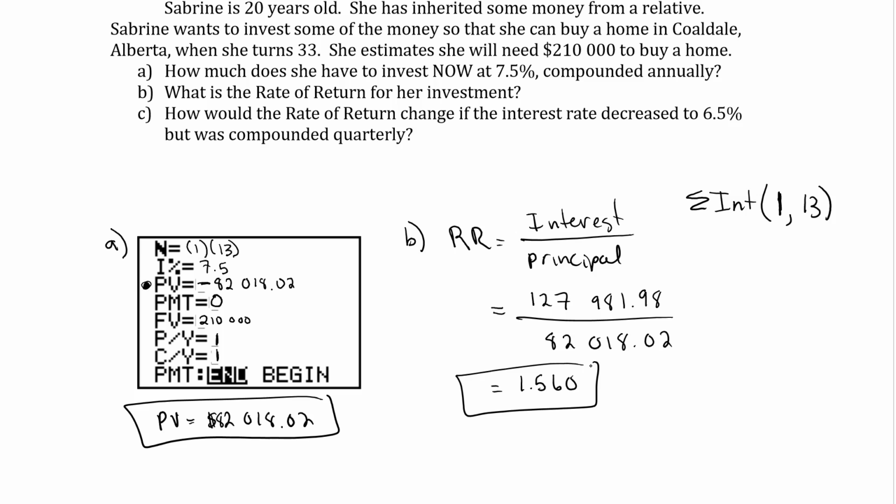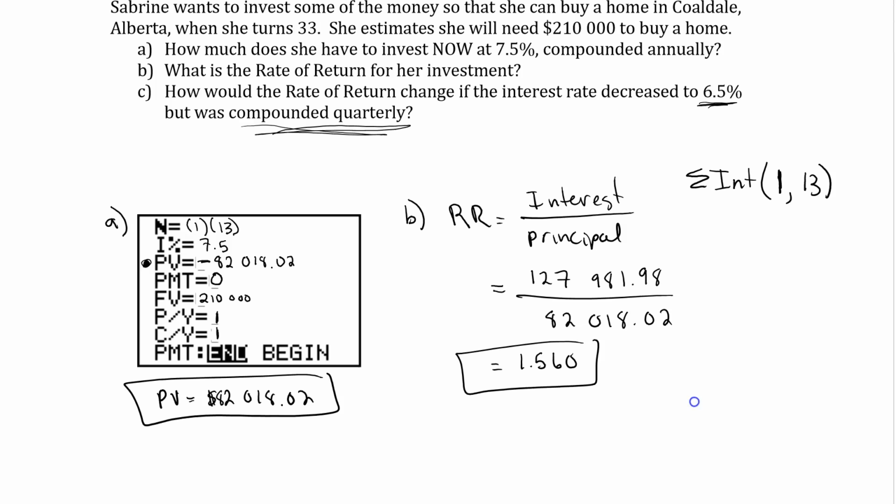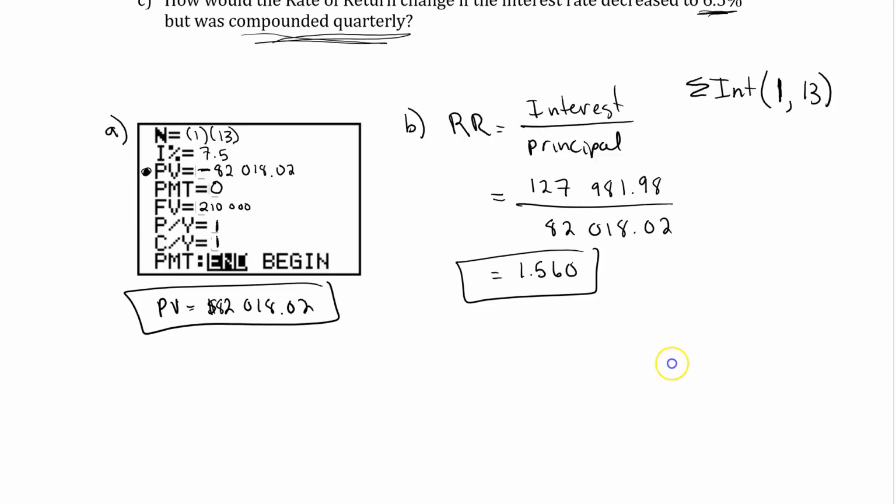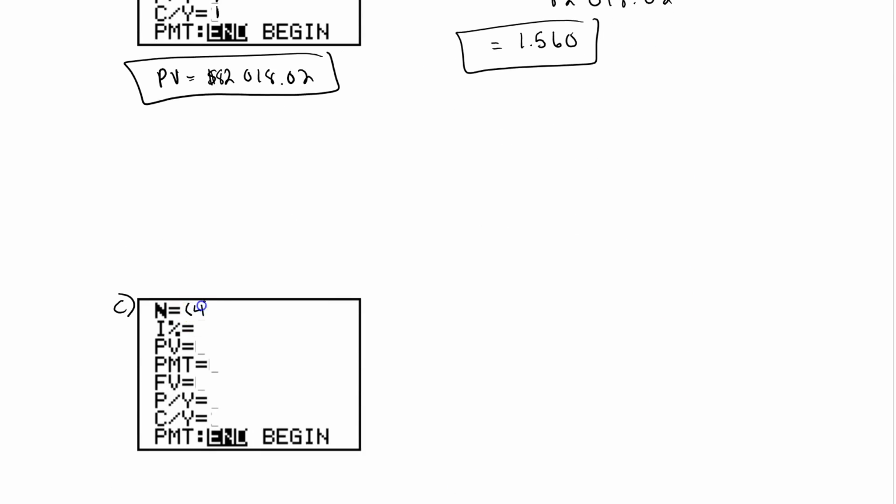See how much quicker that was? We're especially going to notice it in that C part, because for the C part and the other one, we had to calculate everything by hand. But now, literally, we're just going to change a few pieces of information in our TVM Solver. We know that the interest rate changes and the compound quarterly changes. And we know our N is going to be changing too. So our N is the number of compounding periods per year, which is 4, times the number of years, 13.